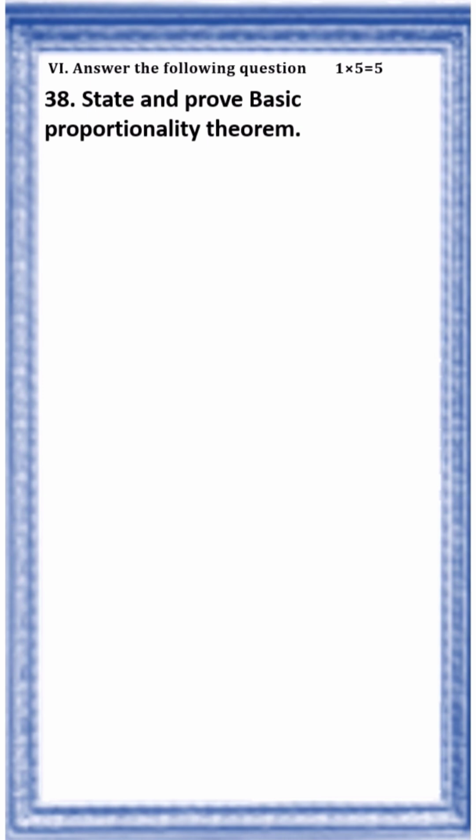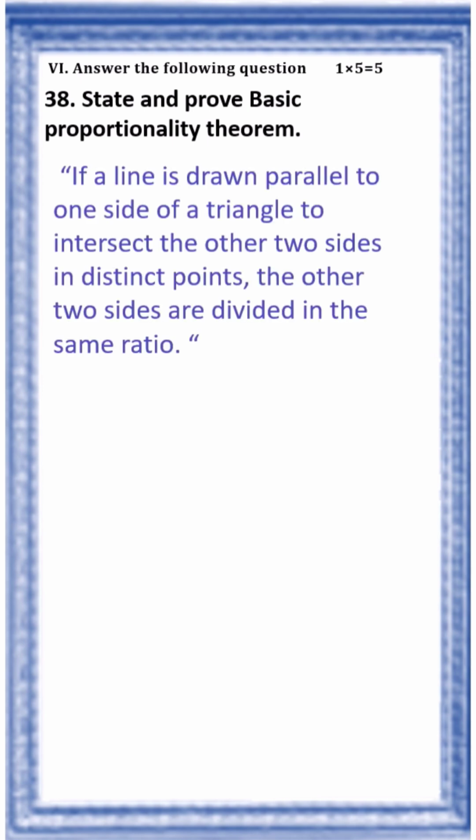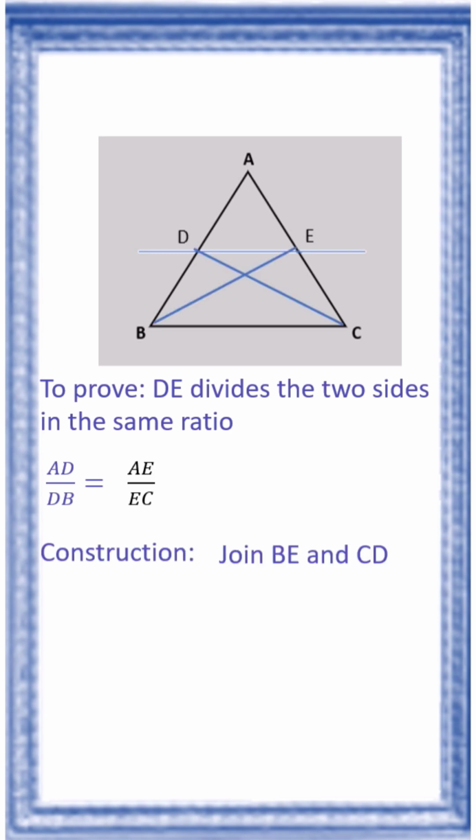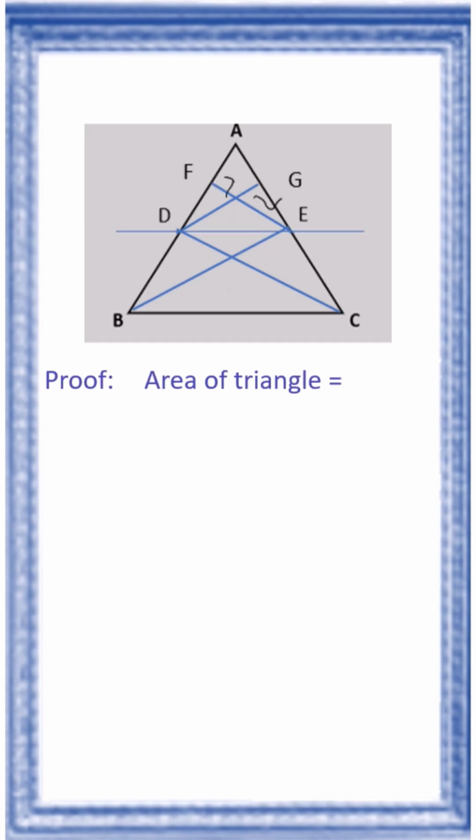The 38th question is a 5-mark question. This is the most repeated question. State and prove basic proportionality theorem. The statement of the theorem is, if a line is drawn parallel to one side of the triangle to intersect the other two sides in distinct points, the other two sides are divided in the same ratio. Data we have to write and do some construction like this, and these things you all know very well, isn't it?